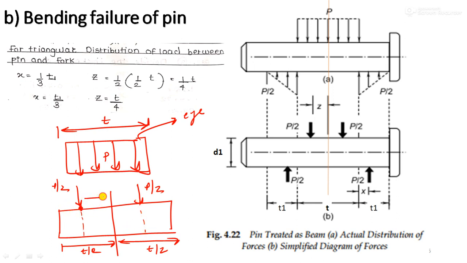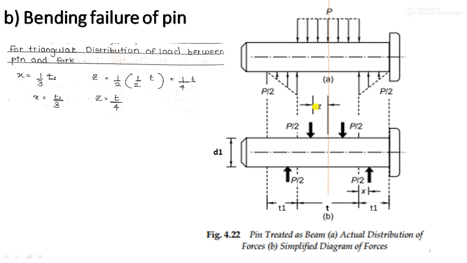So what will be this distance? This distance will obviously be t/4, and this distance will also be t/4, and this t/4 distance is nothing but z. This P/2, acting from the center line, let me call it XX, is acting at half of t/2, so P/2 will be acting at t/4, and this is the z. So z will be t/4, or half of t/2.